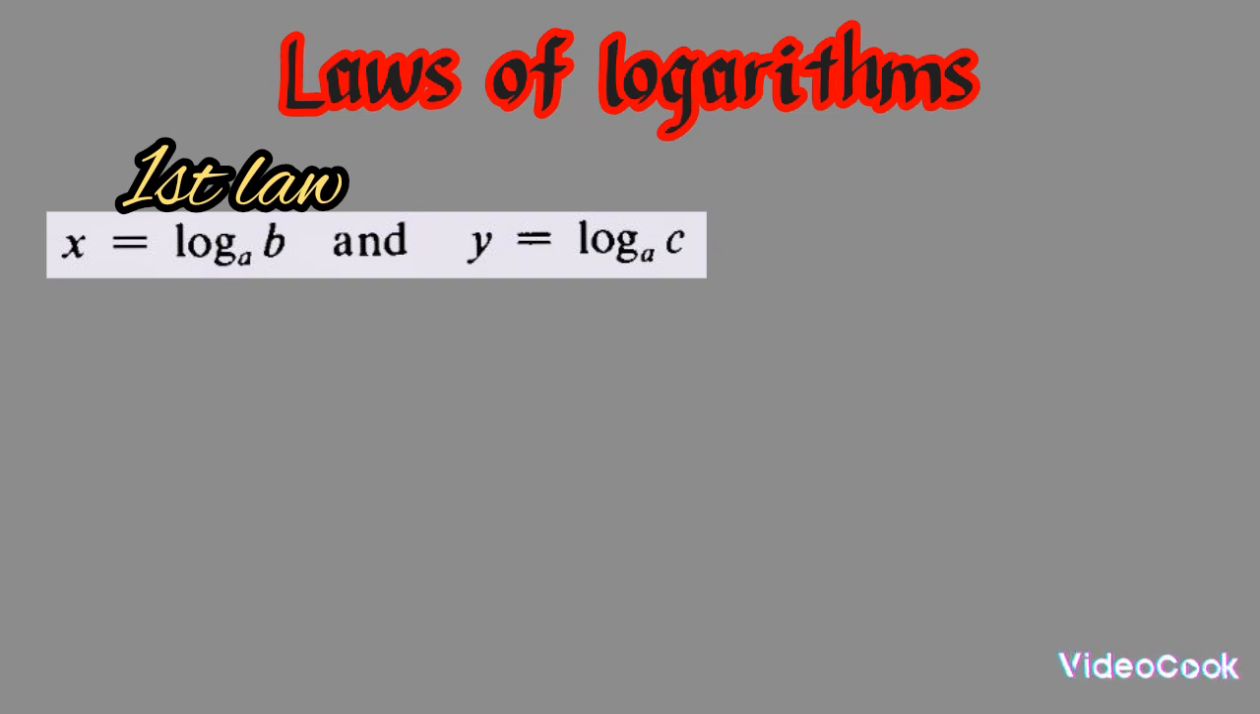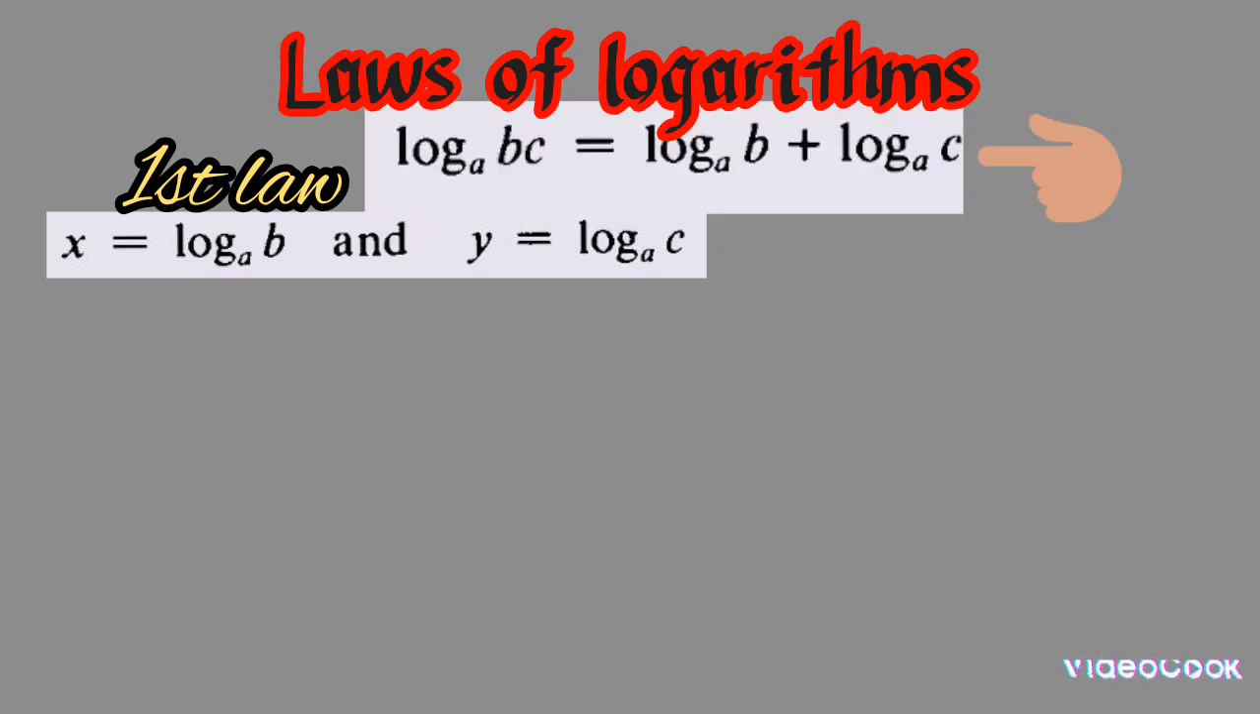Now, this first law has to deal with the product. Now, it states that the logarithm to the base a of the product of b and c is equal to the logarithm to the base a of b plus the logarithm to the base a of c.